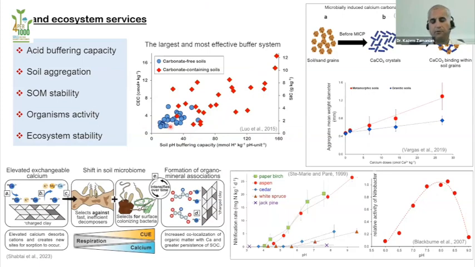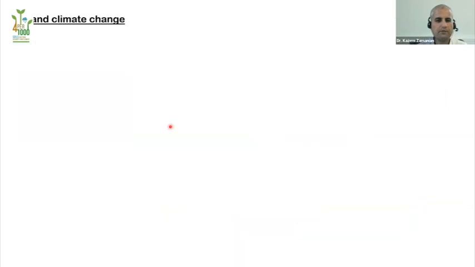Carbonates are the main or one of the main soil aggregating agents. They can affect the stability of soil organic matter, can control the organisms' activity, and probably can control the stability of whole ecosystems. And when carbonates are gone, these ecosystem services also will no longer be available. But the other topic that I would like to talk about is the consequences of climate change for inorganic carbon, which is even much less considered so far.